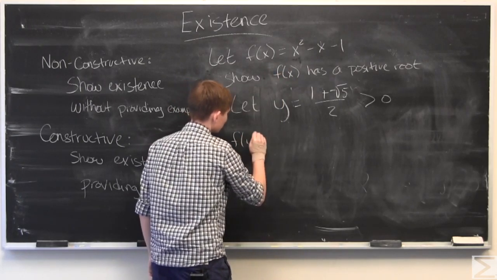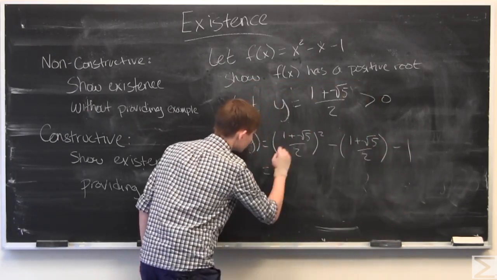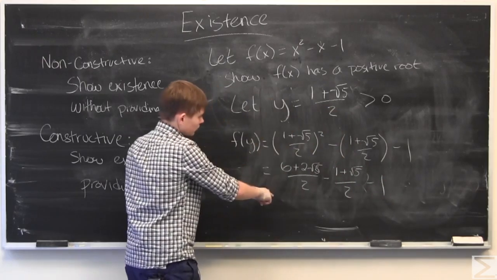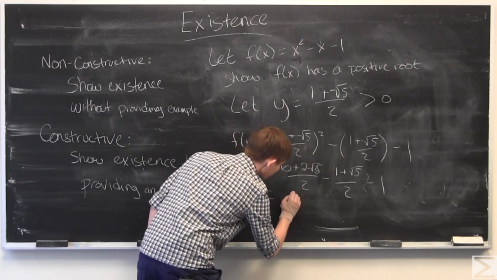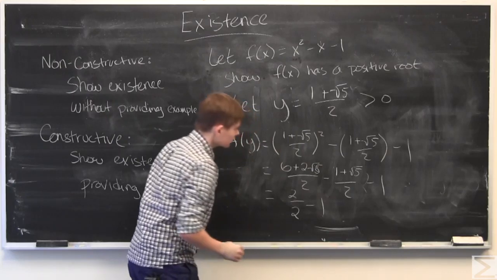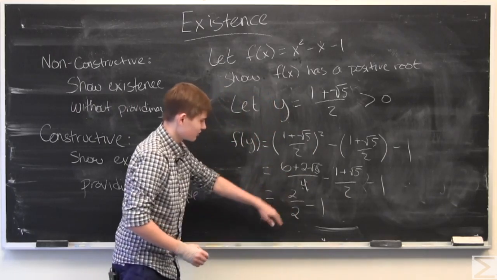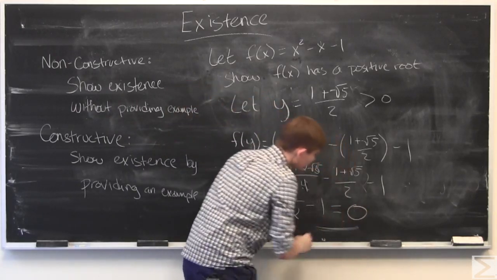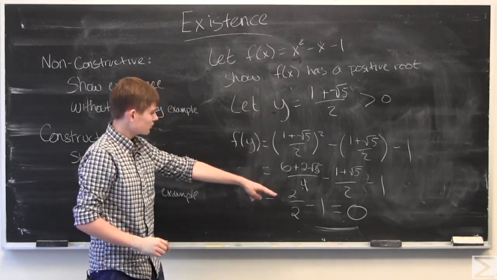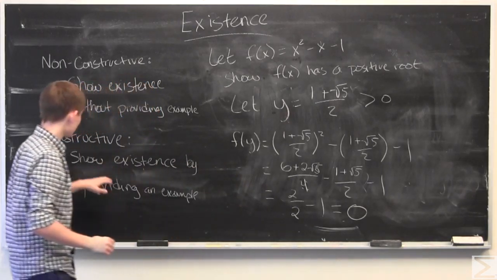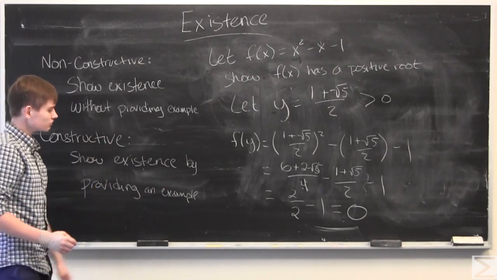So f of y is, let's see this. So we simplified, and then we'll simplify again, and we get 2 over 2 minus 1. Oh, sorry, this is over 4. Now it will simplify to 2 over 2, and we get 0. So if we let y equal to 1 plus root 5 over 2, we plug it in, we find that it's the positive root. And this is the constructive way to show this because we provided the positive root.